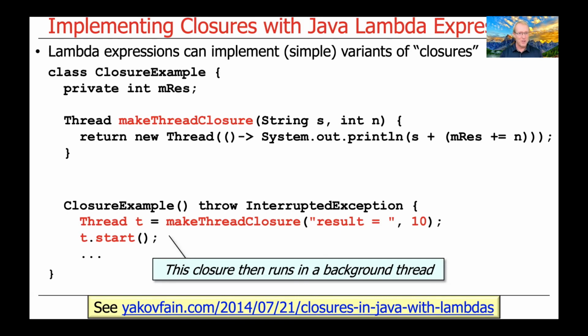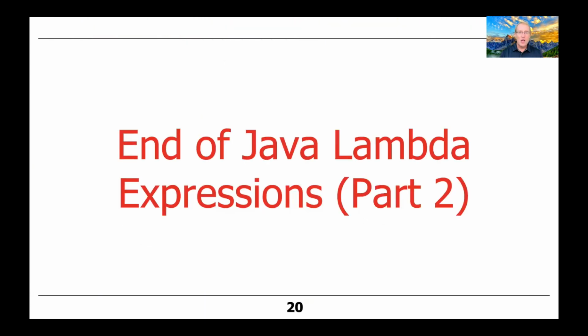And then if you look at what's happening, that will create a background thread. And we'll get that back as thread t as a local variable. And then this particular constructor says t.start, which will start the thread. And once the thread starts, it'll print out "result =", and then it'll take mRes plus-equals n. So it'll basically say "result = 10". But it'll have the side effect of updating the private field, int mRes, to have the value of 10. So that concludes the second part of our discussion of Java Lambda expressions.